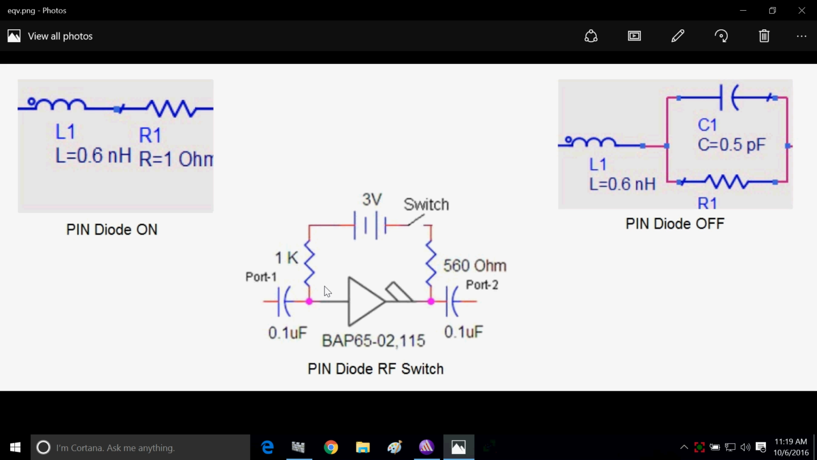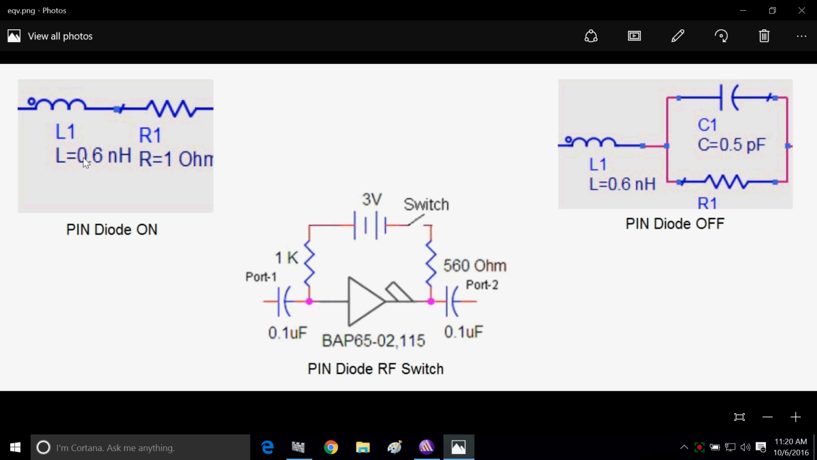Hello guys, today I am going to explain how to model a PIN diode in HFSS and how to achieve frequency reconfigurability. Before going to the modeling in HFSS, we should know the equivalent circuits of an RF PIN diode, an RF switch, as well as the equivalent circuit of the PIN diode in on and off state.